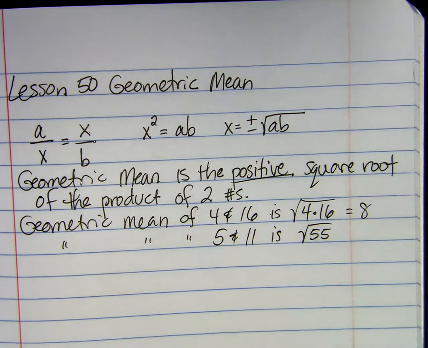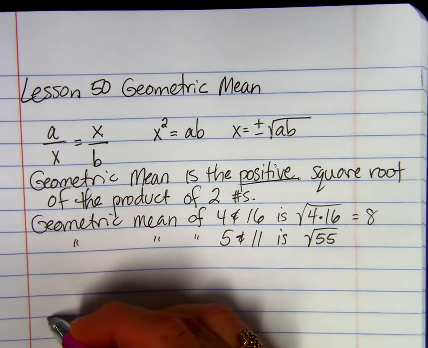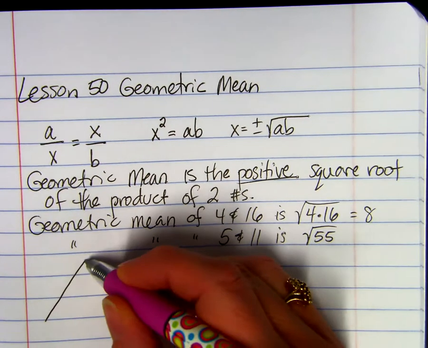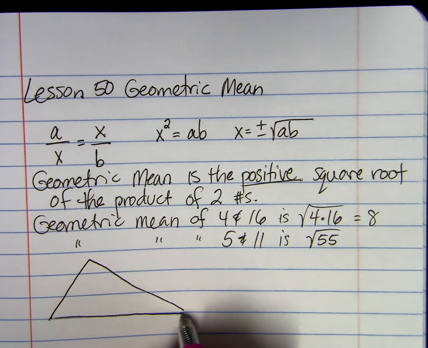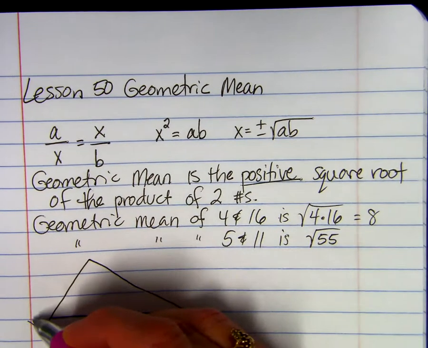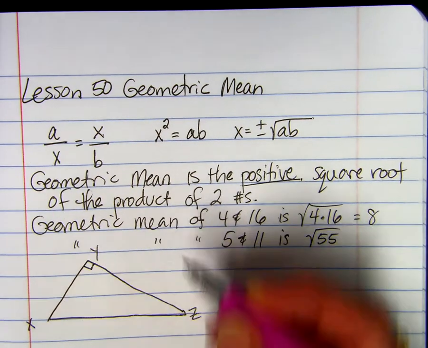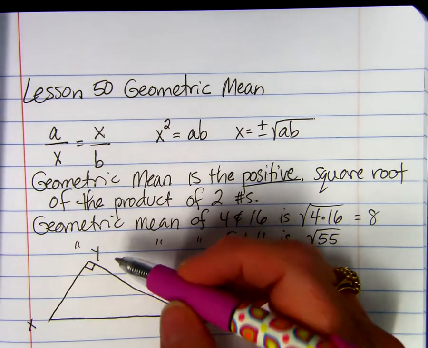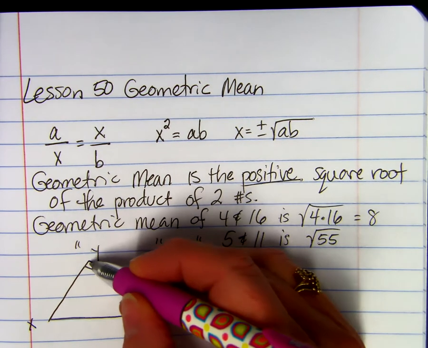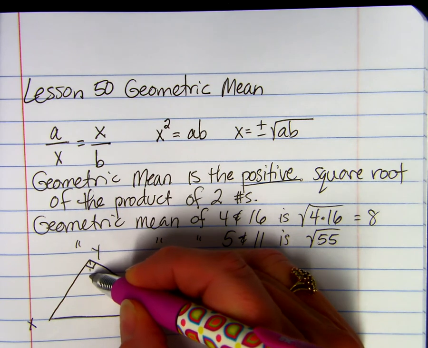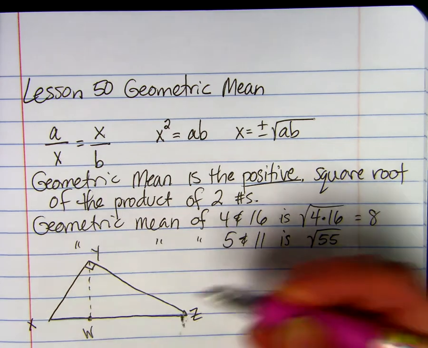Okay, so there is a theorem that you can use the geometric mean with. We're going to draw a right triangle that is sitting on its hypotenuse. The triangle is XYZ, and angle Y is your right angle. Then we're going to draw an altitude from angle Y and call that point W.